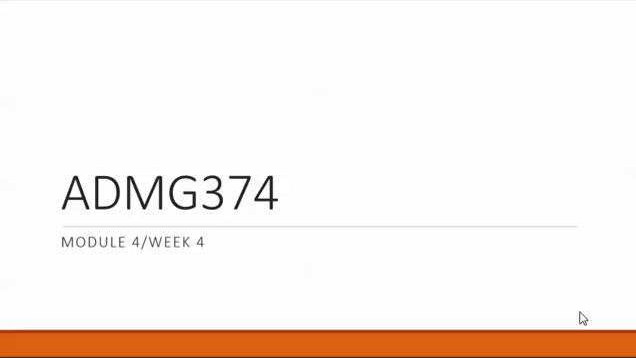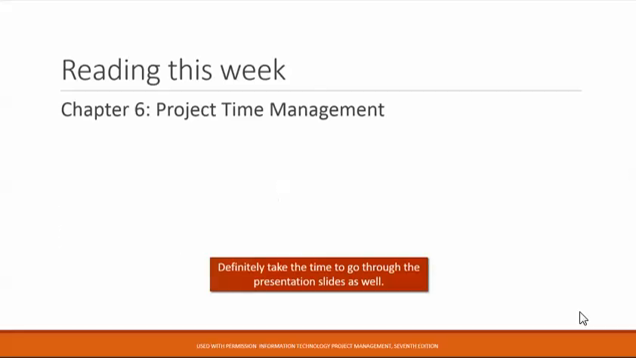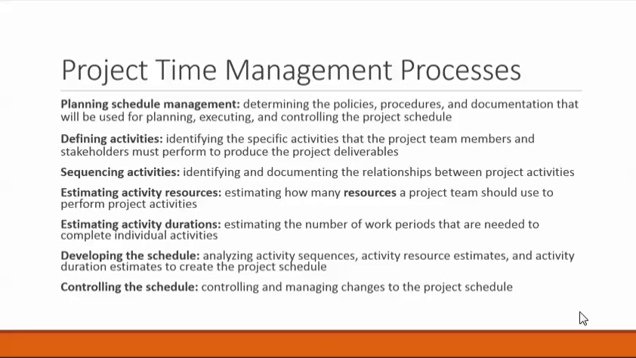It's Module 4. We are already there. I can't believe our class is moving along so fast. So, for the reading this week, it's all about time management, the second part of the triple constraint, or often you'll hear it referred to as schedule. Last week we talked about scope and scope management. This week we're going to talk about schedule management, or time management. So, as I mentioned last week, we're going to talk about the project management processes that go into managing time.